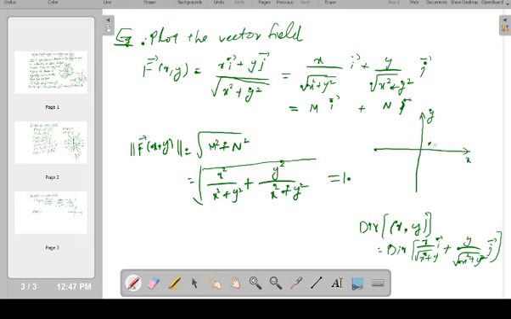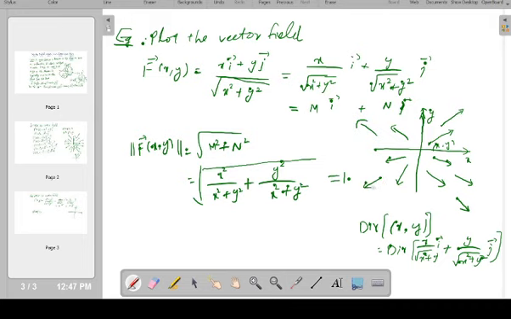So if this is the point x comma y, at this point draw a vector whose magnitude is equal to 1. If this is the point x comma y, then at this point draw a vector whose magnitude is equal to 1. At this point draw a vector whose magnitude is equal to 1, and so on. So it will be radially outward, but all are of the same magnitude. Magnitude is equal to 1. And so on. Hope you understood.